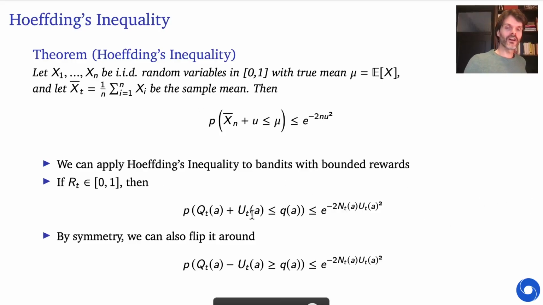And by symmetry of the argument, you can actually flip this around. This is considering how far off it is in one direction, and this is considering how far off you are in the opposite direction. So instead of adding the bound, you could also subtract it and then check whether you're still larger than the mean, even after subtracting. I'm just mentioning that for completeness, it's a useful thing to be aware of.